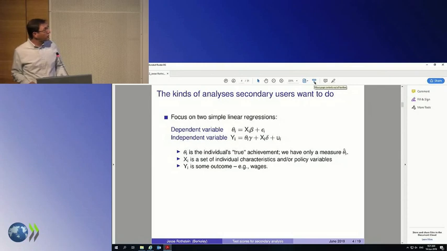One regression I might want to run is of the student's achievement or proficiency on some characteristics of the student, X. I'm going to call that the dependent variable case. Okay? And X could be individual characteristics. Probably more commonly in my life, it's policy variables.